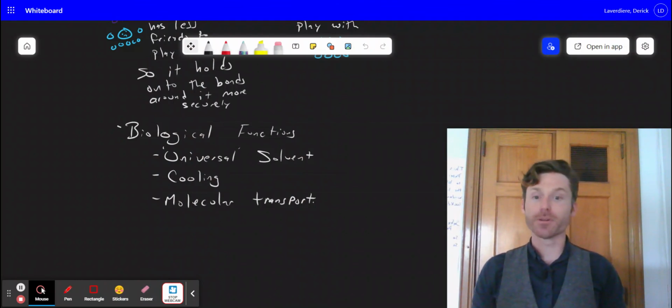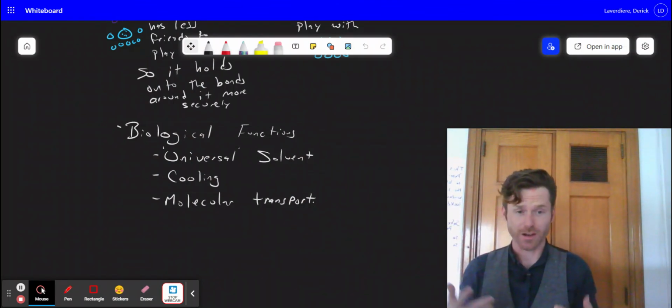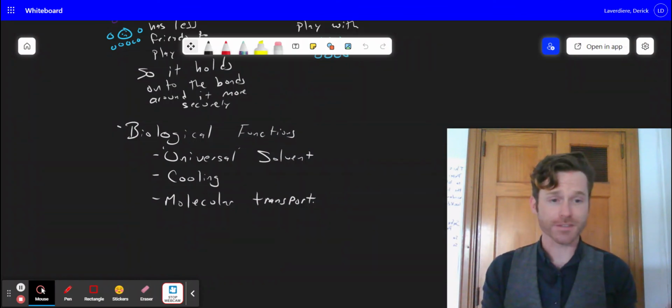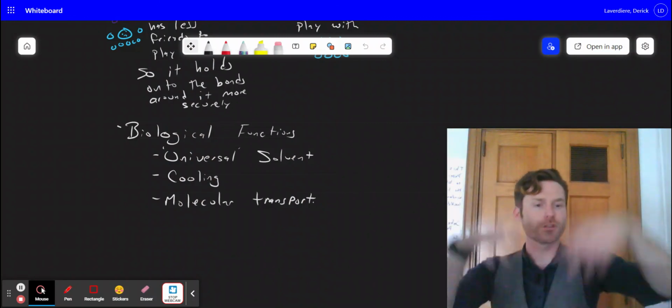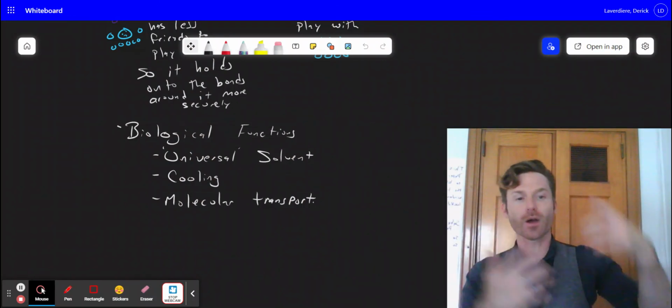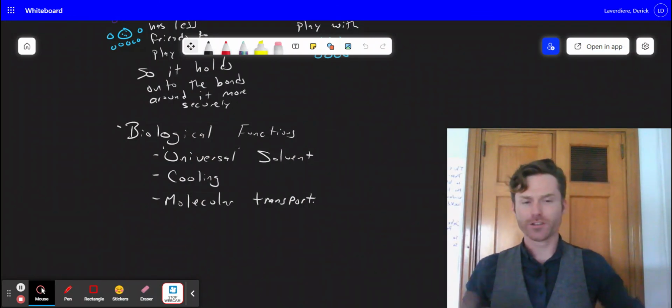And lastly is the molecular transport within systems. Right? So our blood is mostly water-based. If you think about a tree, its xylem and its phloem, the movement of stuff throughout the tree is based on water. Right? And so our body systems require water to move stuff around.